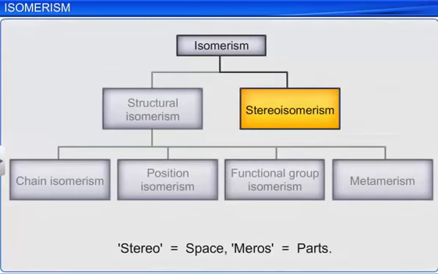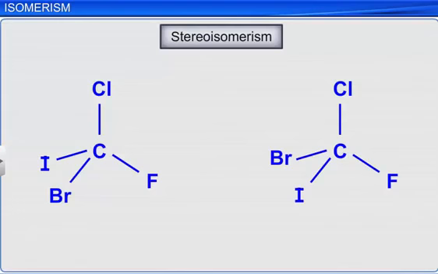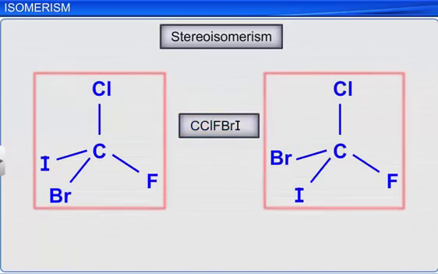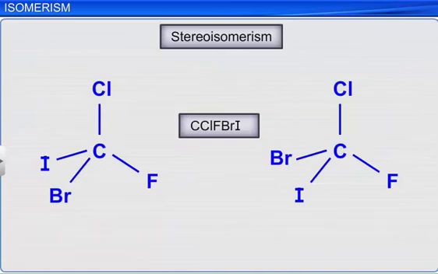Now let's look at stereoisomerism. In Greek, stereo means space and meros means parts. The isomers which possess the same structural formula but differ in three-dimensional arrangement of atoms or groups in space within the molecule are known as stereoisomers, and the phenomenon is called stereoisomerism.